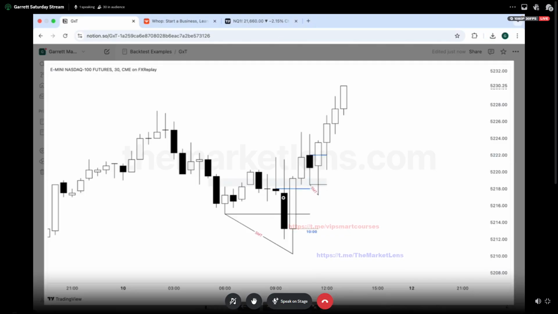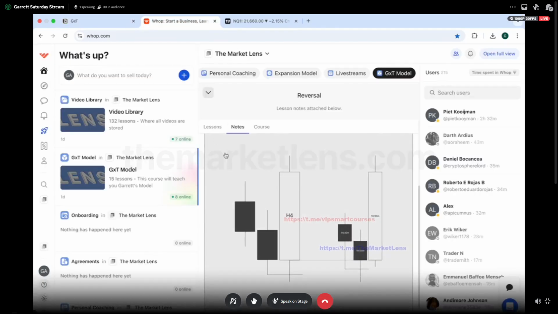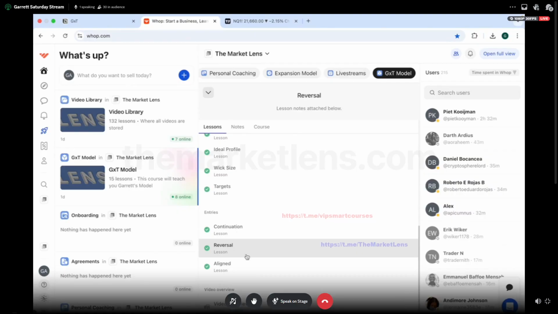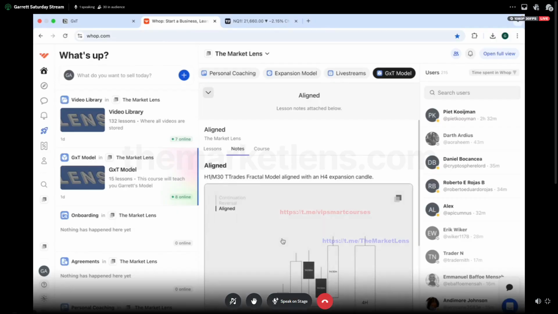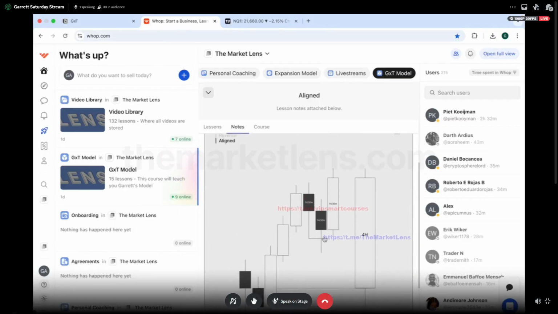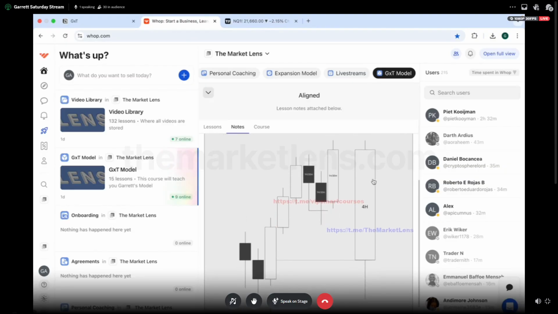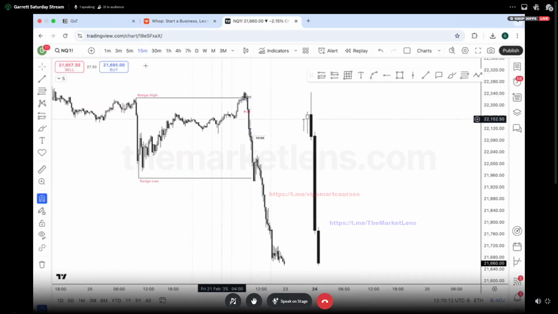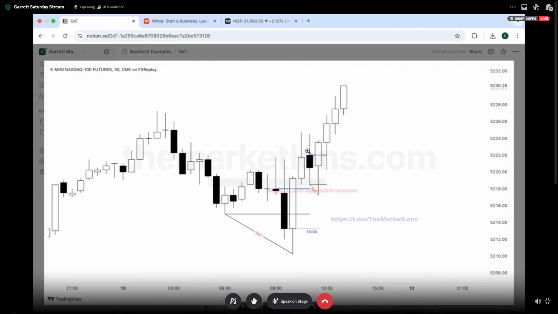So this entry here is called the aligned entry type, right? It's going to be this. It's where the 4-hour candle is already a bullish expansion candle, right? It's already a bullish expansion candle, but you're just trading continuation within that. So you're kind of trading within the already existing expansion candle here, and that 4-hour candle is already aligned. So here we have a C1 trades into this opposing candle. We have a C2, so this validates continuation because we haven't taken out this buy side, right?